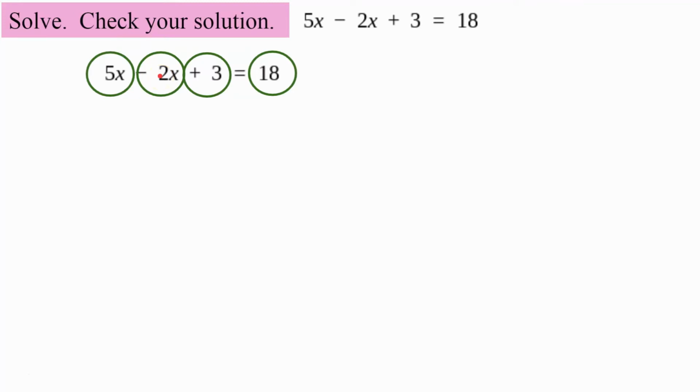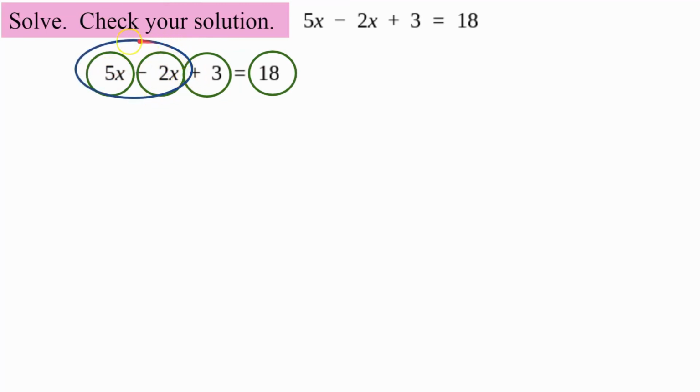So we have 4 terms in this equation. We have a variable term 5x, a variable term negative 2x, a constant positive 3, and a constant 18. 3 of these terms are on the left side of the equation. 1 is on the right. So we know that if we have more than 2 terms here, we need to do something before we start using inverse operations. So the goal is to get to our 2-step equation, which has 1 variable term and 1 constant term.